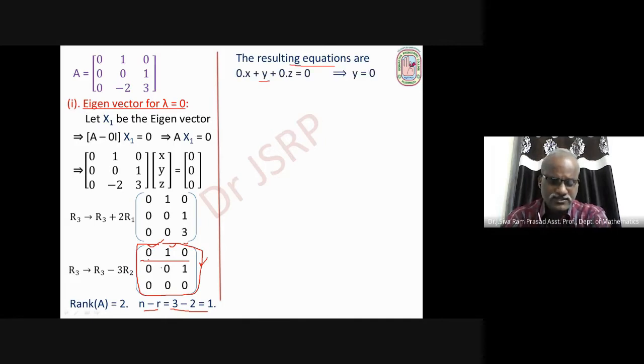So y equal to 0. Next, multiply second row with column vector x, y, z. So 0x plus 0y plus 1 into z equals 0. Implies z equal to 0. Third equation becomes 0. Okay. So y equals 0, z equal 0.